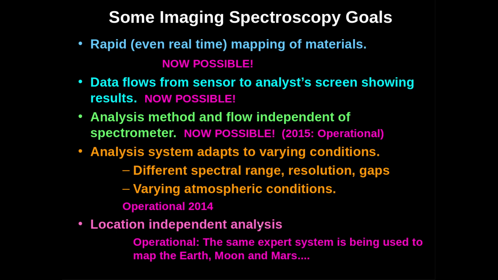So we're striving for location independent analysis. That means that the same expert system is used everywhere in the solar system, and we get consistent results on all bodies and all geologic environments. And we've partially achieved that. There's still unknowns that we need more reference spectra. We need to understand things that interfere.